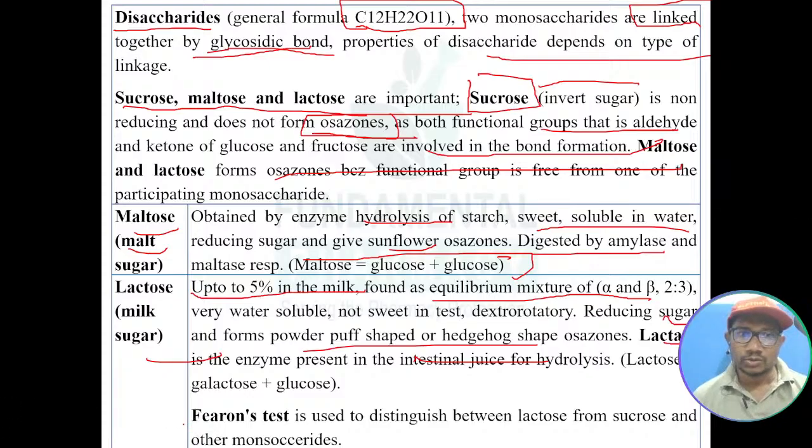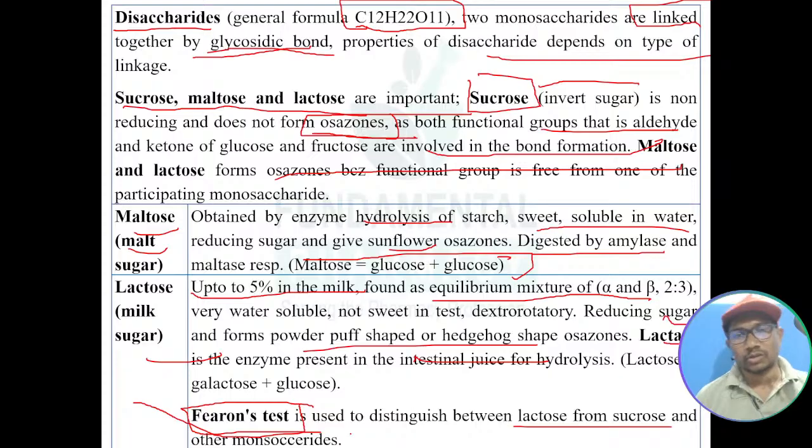There is one test known as Barfoed's test, which is used to distinguish between lactose, sucrose and other monosaccharides. Remember the name of this test. Barfoed's test is used to distinguish between lactose, sucrose and other monosaccharides.